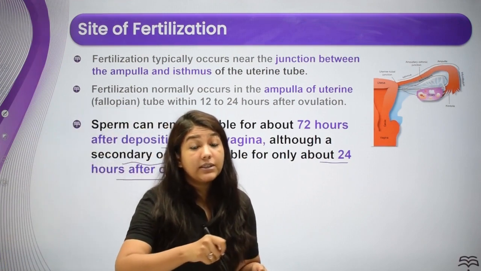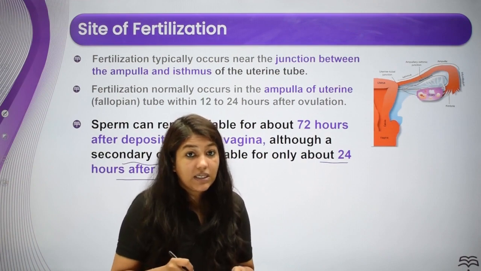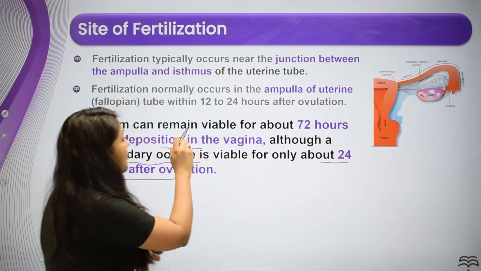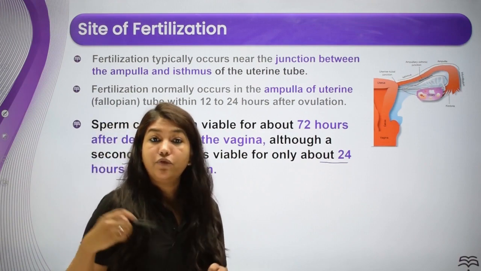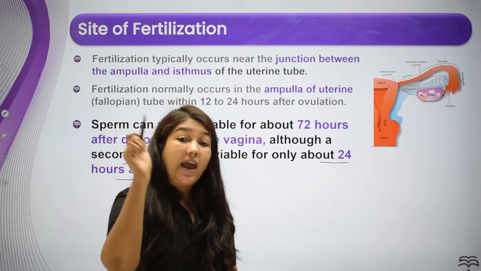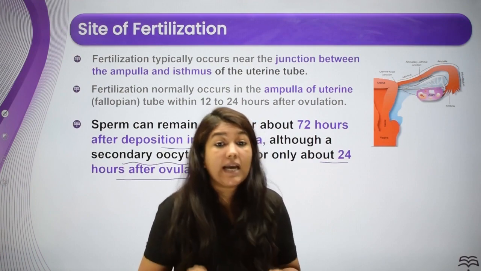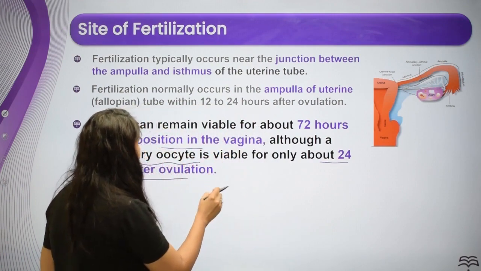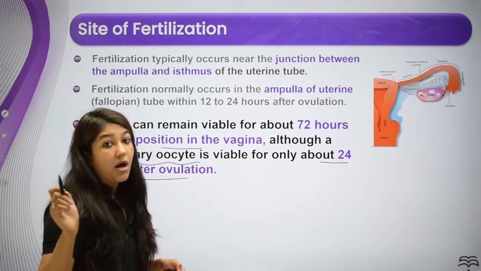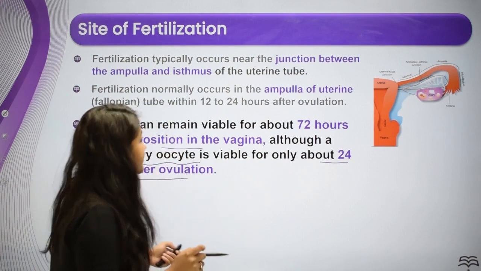इस पे भी previous exams में question आ चुका है, ठीक है, viability पे question आता है, तो यहाँ पे हम clearly देख सकते हैं that the sperms, they are going to remain viable for about 72 hours, right? And on the other hand, the secondary oocyte which was released as a result of ovulation, वो कितने टाइम के लिए वायबल है? 24 hours after ovulation.